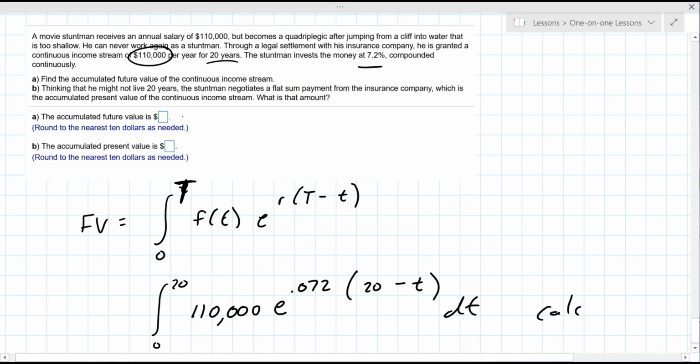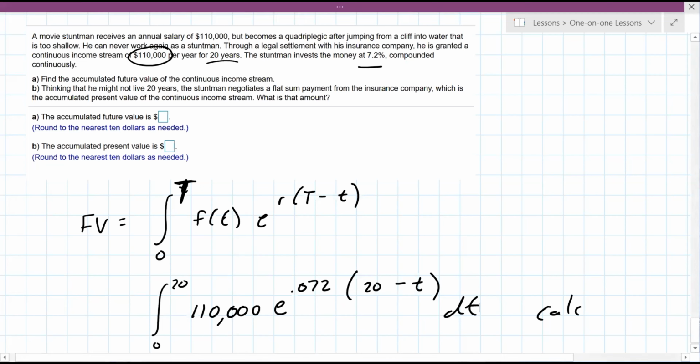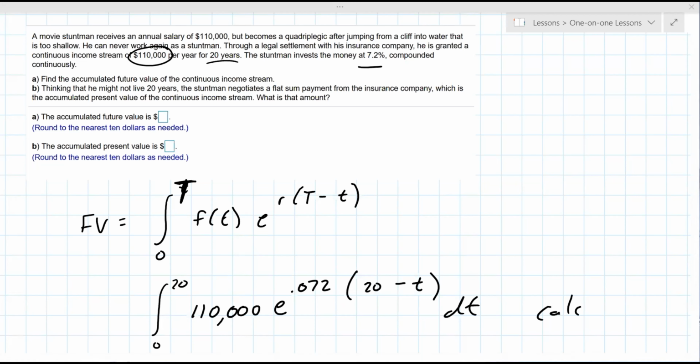And that's your future value. I don't really understand part B. The thinking is he might not live 20 years, so he negotiates a flat sum. What is the cumulative present value of the continuous stream of income? What is that amount? I would need to look at an example for that. But let me at least give you this number so you can check it on your calculator later on.